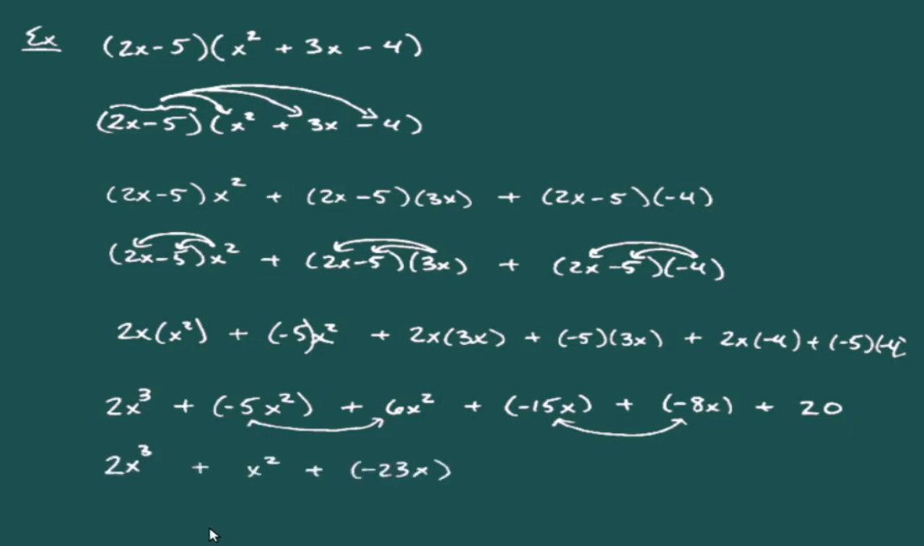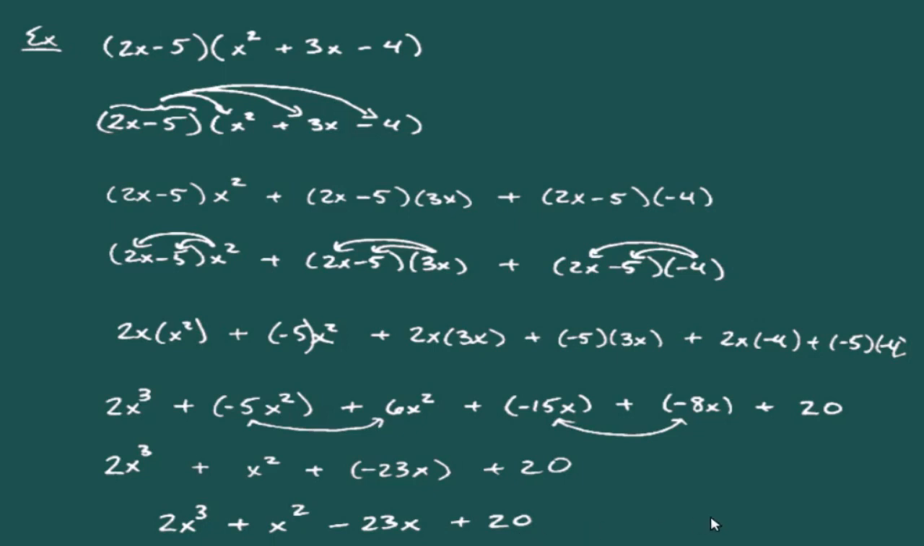Now combining our like terms, we've got the negative 5x squared plus the 6x squared, which will give us a plus 1x squared, plus a negative 15 and a negative 8 gives us a negative 23. So we got a negative 23x plus our 20. Now we can go back to our subtraction abbreviation to make this 2x cubed plus x squared minus 23x plus 20.